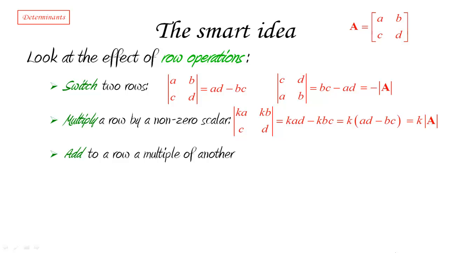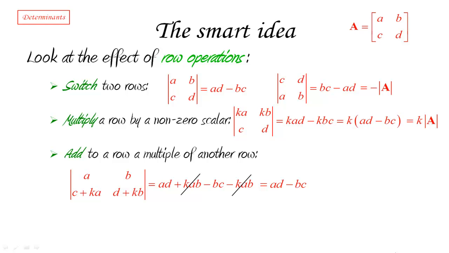Finally, if we add to a row a multiple of another row, let's see what we get. Well, again, let's add to the second row a multiple of the first one. If you do the algebra, you may want to pause and check it. This is the expression you get. Now notice that we have a KAB and a minus KAB, which of course we can delete. And so we're left simply with AD minus BC, which amazingly enough is exactly the same determinant that we had from the original matrix. Okay, so that means that adding to a row a multiple of another row does not change the determinant, which turns out to be quite convenient.